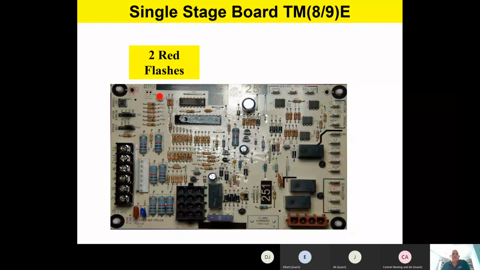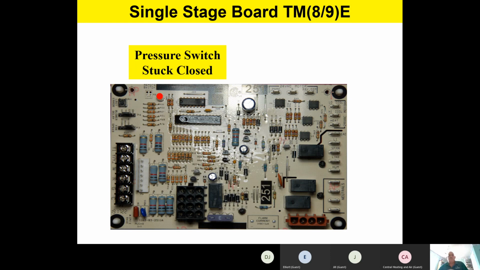Here we have 2 red flashes. So as you take a look at page number 21, this is a single stage board. We have 2 red flashes. And if you take a look at page number 21, you find the 2 red flashes. Some of the things we need to check: 2 red flashes are going to tell us that the pressure switch is stuck closed. Pressure switches normally don't stick closed, but if they are stuck closed on initial call for heat, it's going to give you a 2 flash code, 2 red flashes.